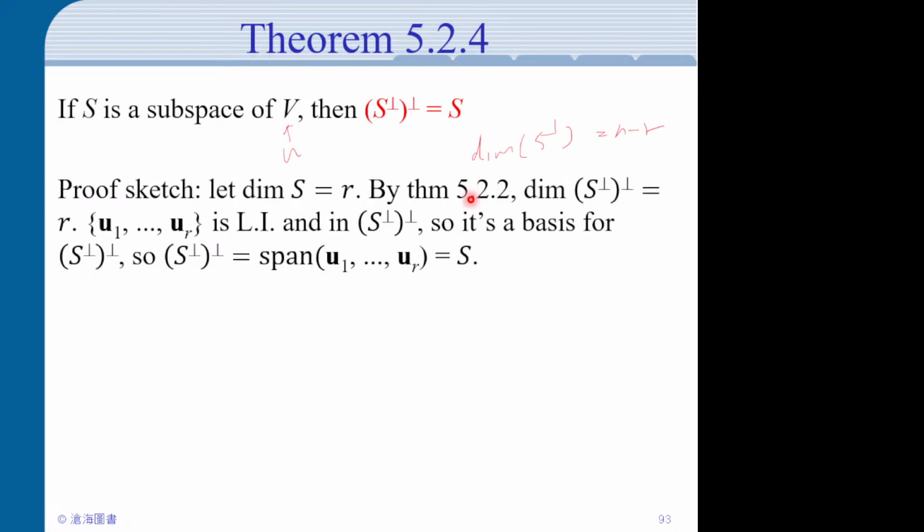So they are all linearly independent, and it's inside S complement. So by the theorem before, it's a basis for S perpendicular, S complement. So S complement is spanned by this basis, which is the same basis as S, and so those two spaces are equal. Okay, any questions?